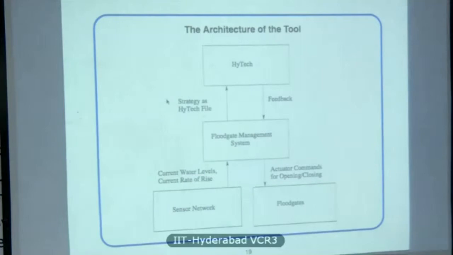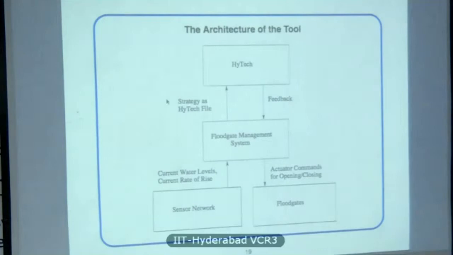So you have HyTech running in the background, with a floodgate management wrapper around it. You have a sensor network which tells you the current water level, and this sends the strategy as a HyTech file. The strategy is implemented by some intermediate person sitting here. Then the feedback tells you whether this strategy is going to keep you safe at all times or not, given the current rainfall conditions and so on. And then you give the actuator commands according to a safe strategy. This is kind of under development.